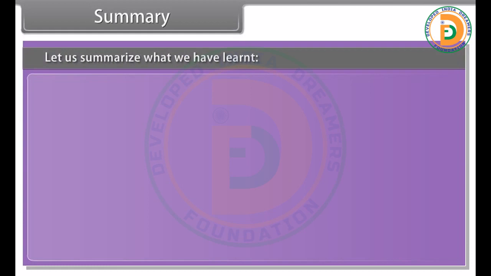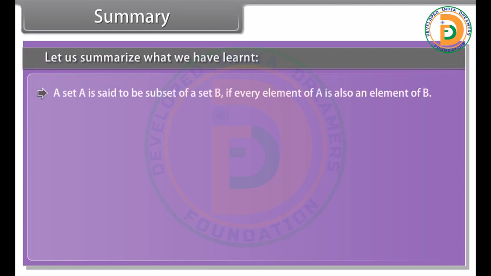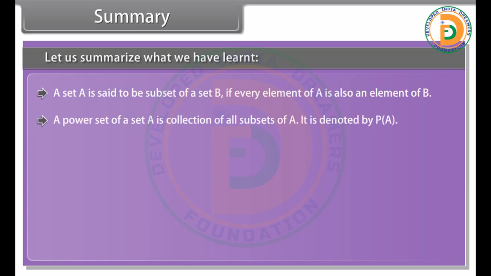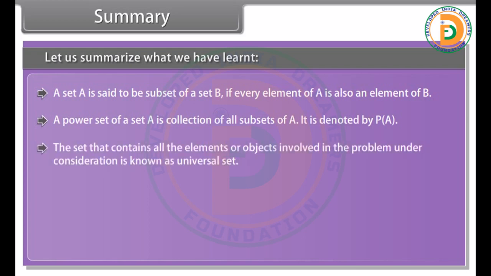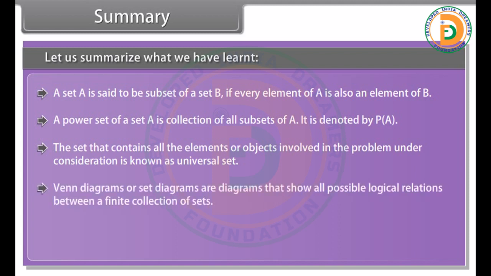Let us summarize what we have learned. A set A is said to be a subset of a set B if every element of A is also an element of B. A power set of a set A is the collection of all subsets of A. It is denoted by P(A). The set that contains all the elements or objects involved in the problem under consideration is known as the universal set. Venn diagrams or set diagrams are diagrams that show all possible logical relations between a finite collection of sets.